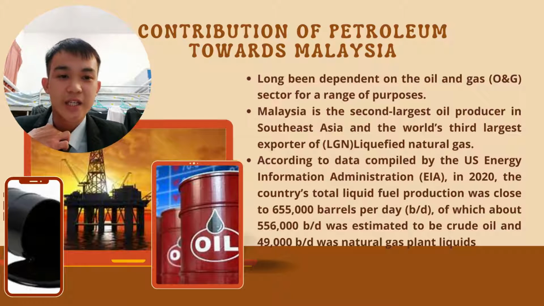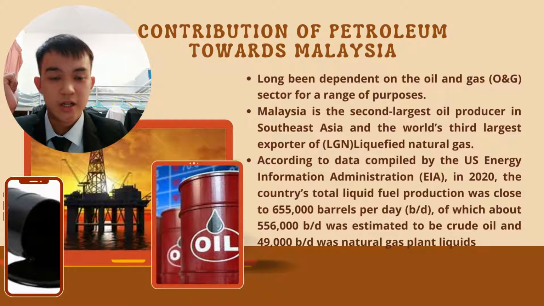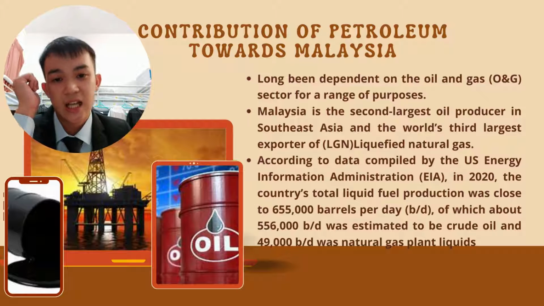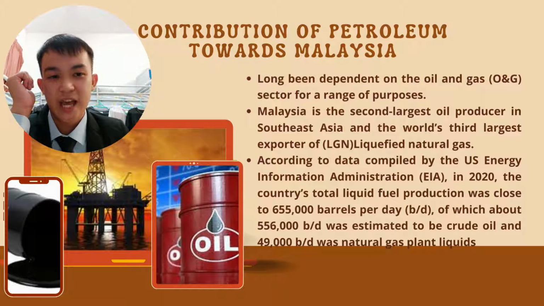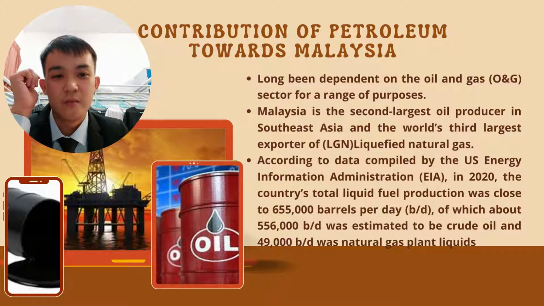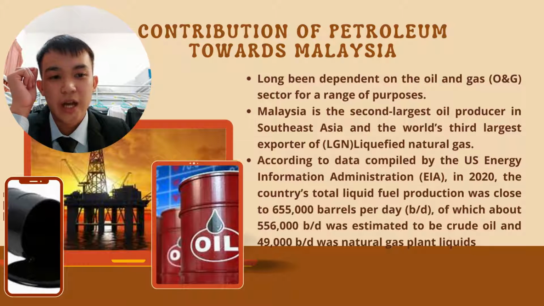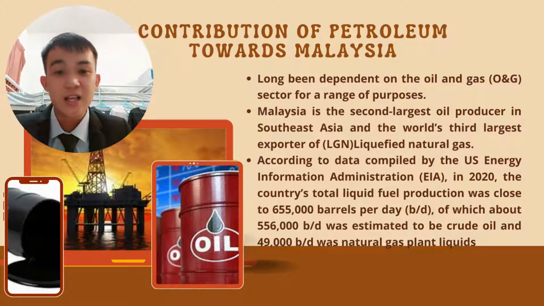So it's been a long time Malaysia has depended on the oil and gas sector for a range of purposes. Malaysia is known as the second largest oil producer in Southeast Asia and the world's third largest exporter of LNG, which is known as liquefied natural gas. According to data compiled by the U.S. Energy Information Administration (EIA), in 2020, the country's total fuel production was close to 655,000 barrels per day, of which about 556,000 was estimated to be crude oil and 49,000 was natural gas plant liquids.